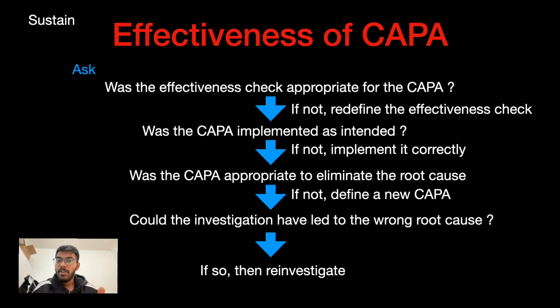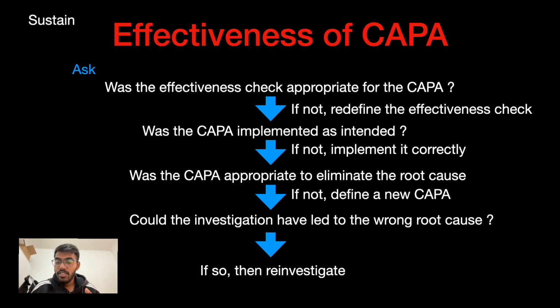And then the third important question you need to ask, was the CAPA sufficient to eliminate the root cause? As I said before, if we found out the action keeps on occurring again, which means the CAPA is not really sufficient to eliminate the root cause. So what we do is develop a new one. And could the root cause itself be wrong? If yes, reinvestigate. So this is the whole framework and methodology to find the effectiveness of the CAPA.